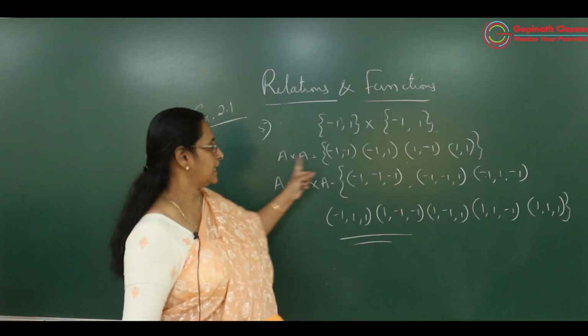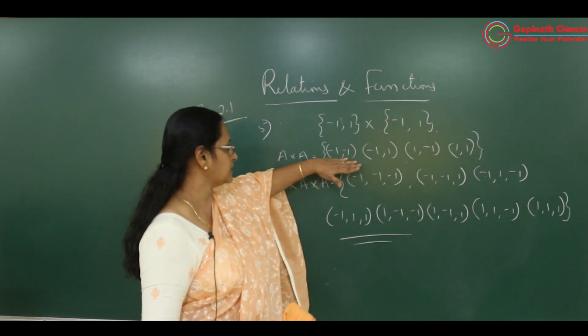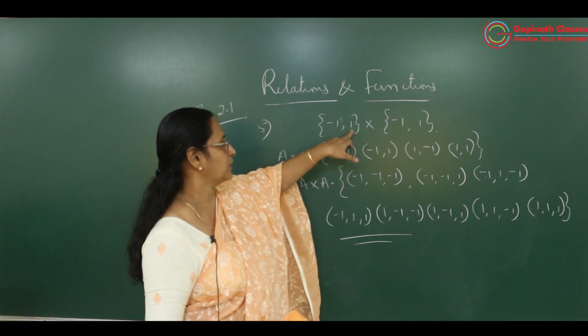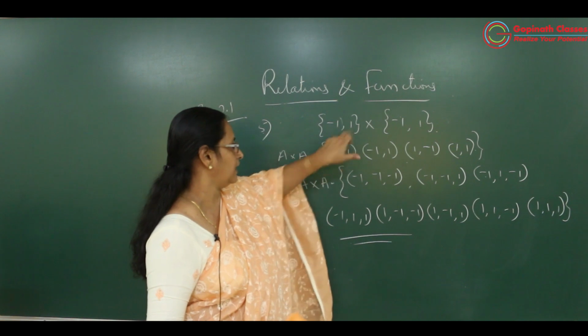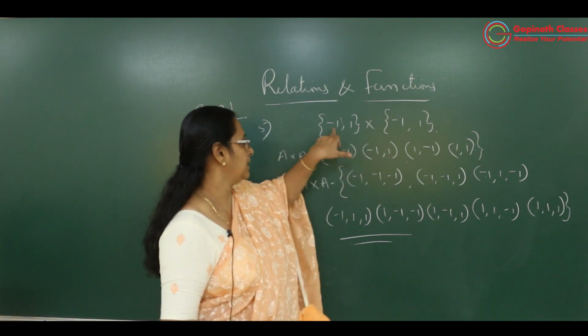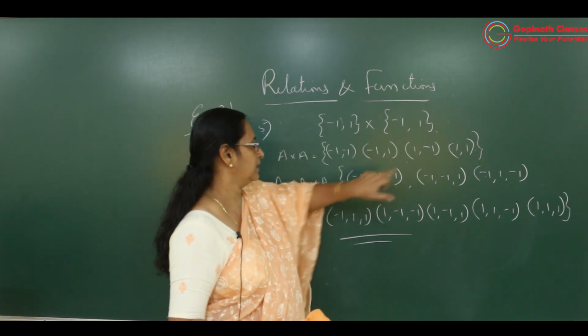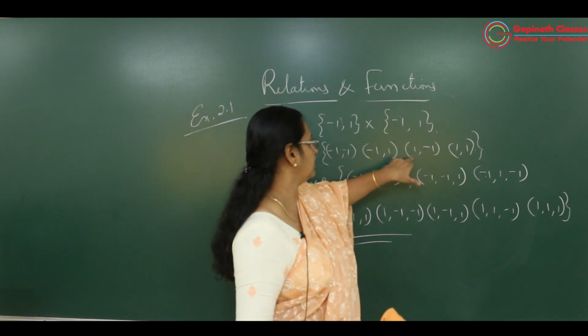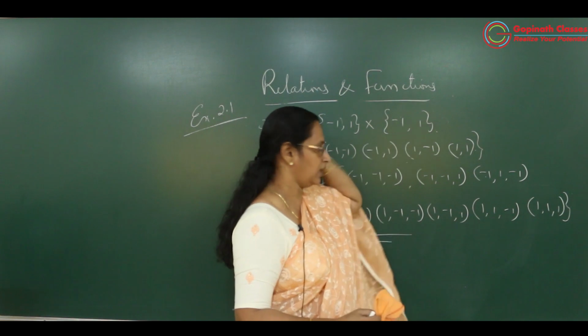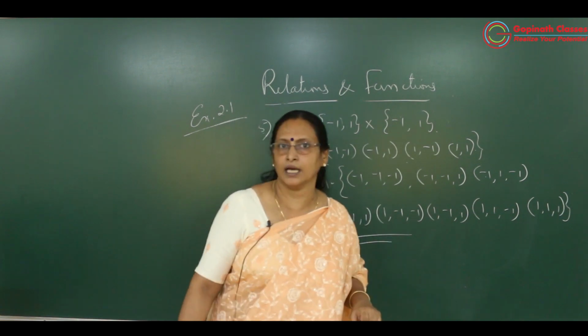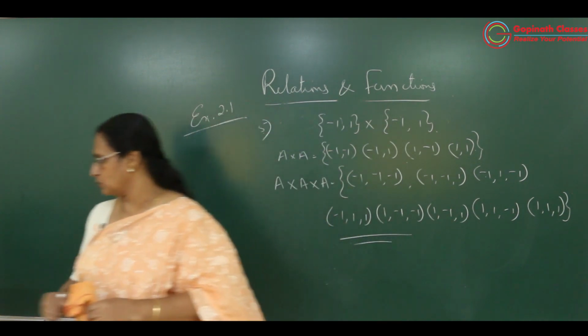So, A cross A cross A. First we calculated A cross A. Then with A cross A, we are taking the cross product with {-1, 1}. So, this is A cross A cross A. Hope you understood the fifth question.